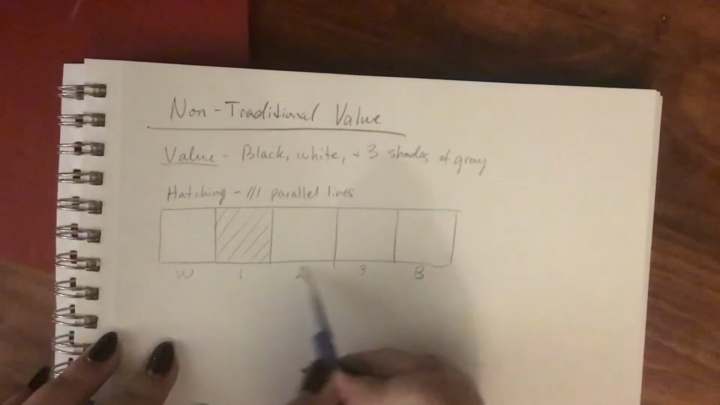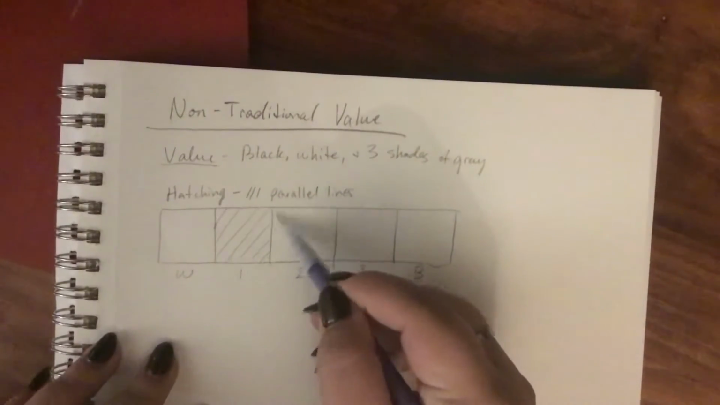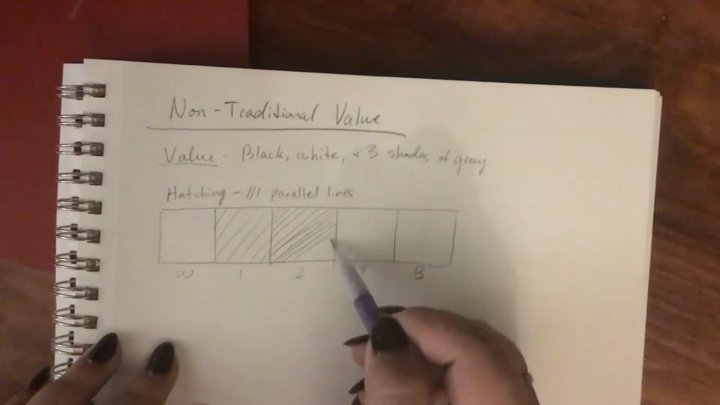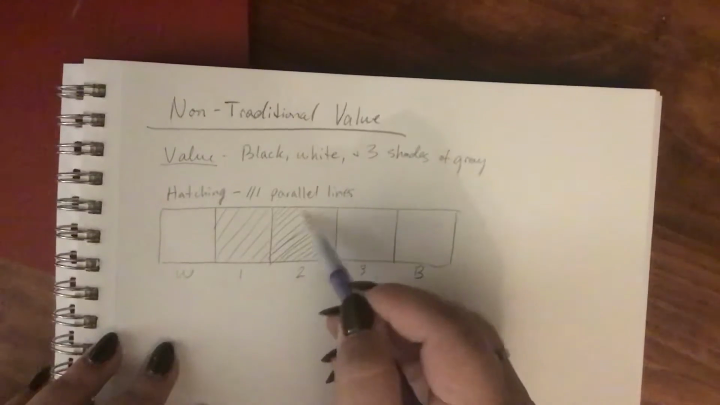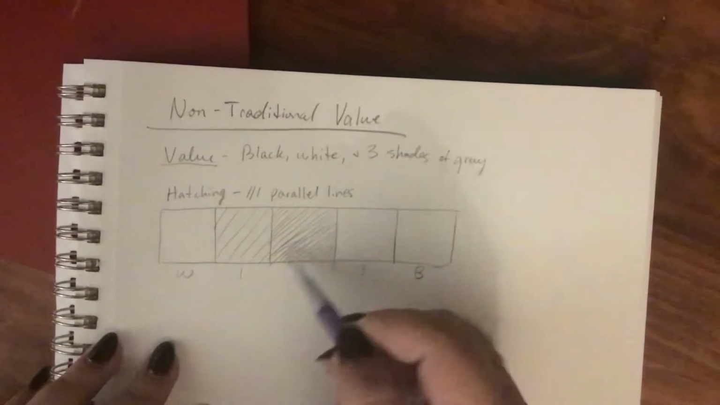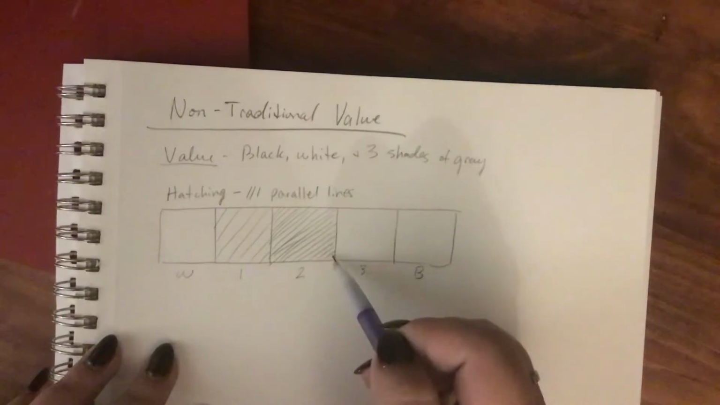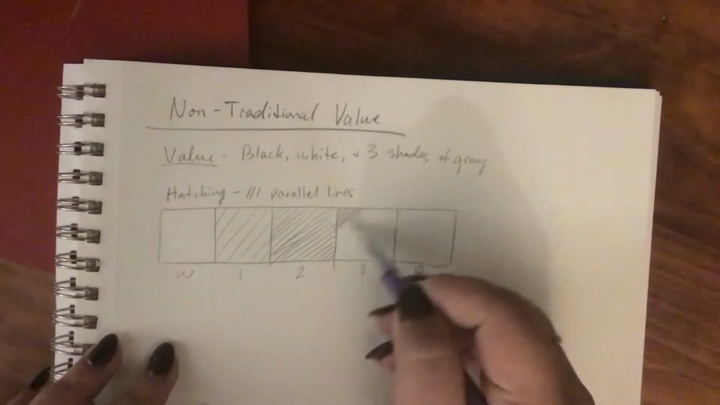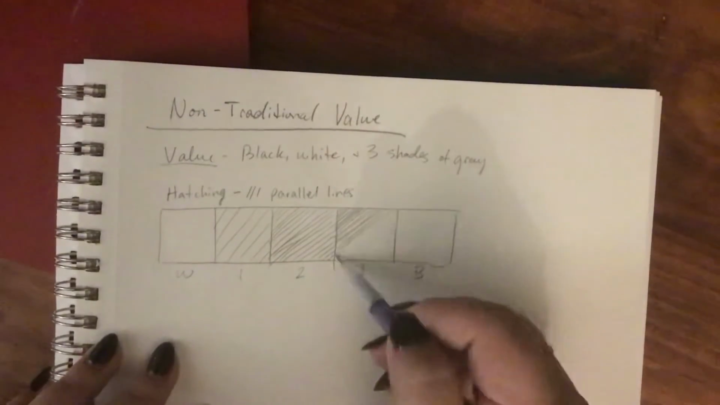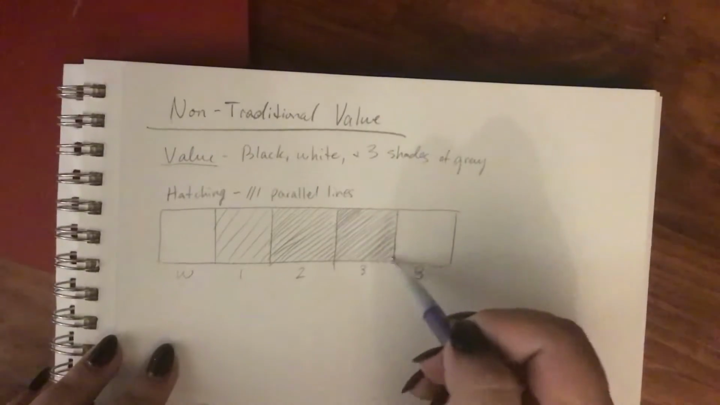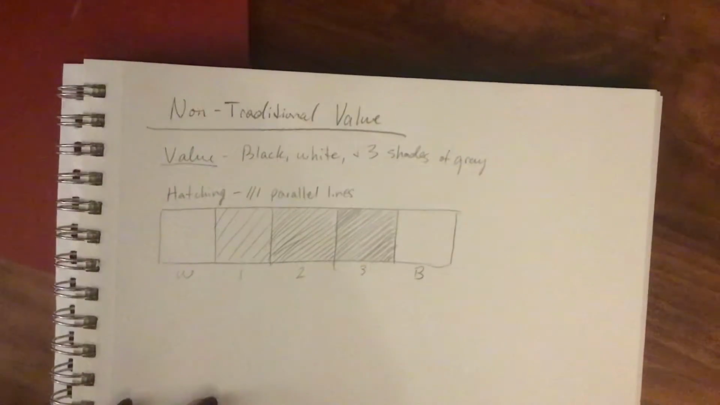So to make your gray look darker for this number 2 gray, we're going to make your lines a little bit closer together. Now I said parallel lines, and parallel lines usually don't touch, but if you mess up a little bit, that's fine, as long as they're pretty much going in the same direction. For your dark gray, you want your lines to be so close together that some of them might start to touch. You still have a little bit of white peeking through, but not that much.